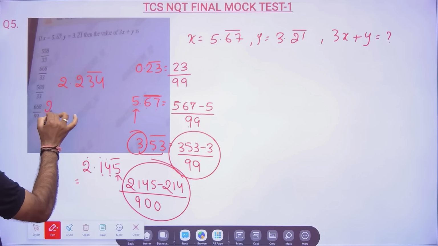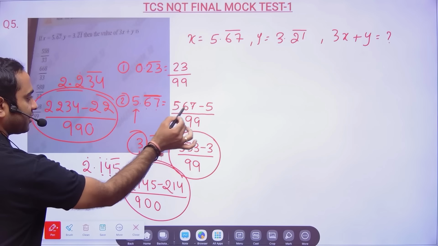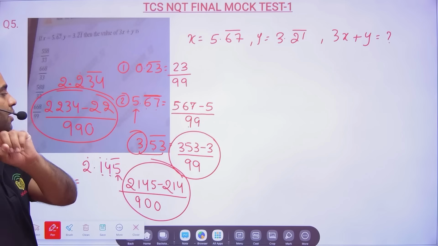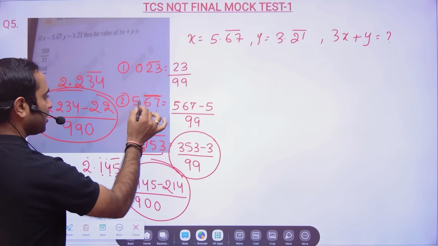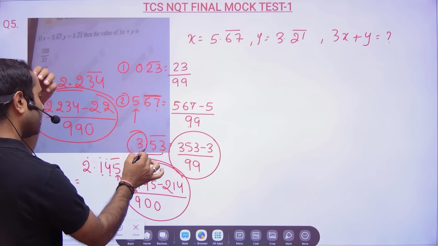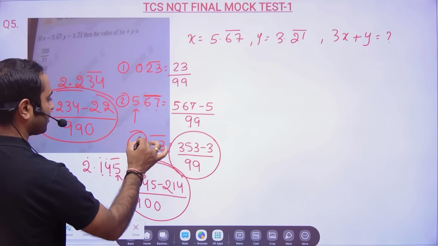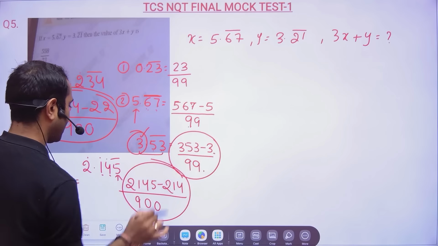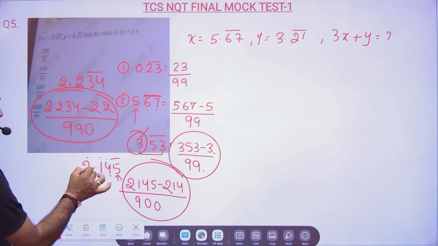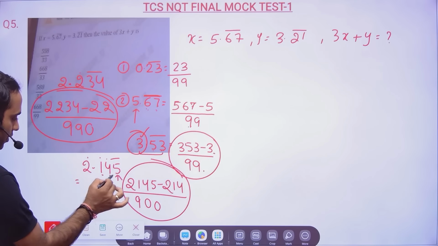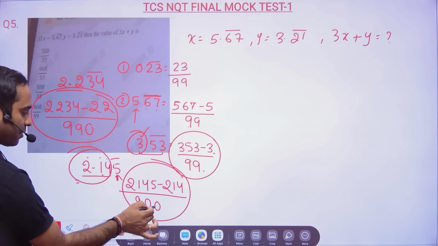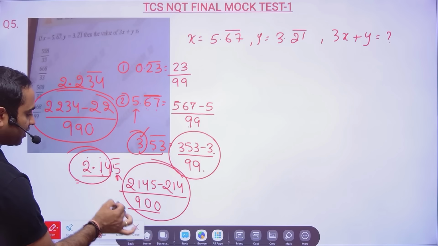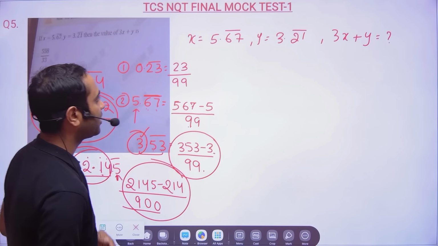So these are a few examples. Example 1: 2 bars, that means 99. Here we have 567, write the complete digits, subtract where the bar is not there, 5, and divide by 99 since 2 digits have the bar. Before decimal we do not count for the denominator. 3.53: total is 353 minus 3 divided by 99. Then 2.145 bar: total number minus 214, divided by 9 for one bar digit, and after decimal one digit without bar, so 90. Like this we have to solve.